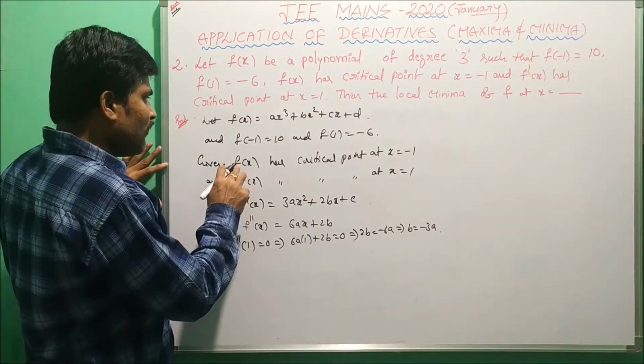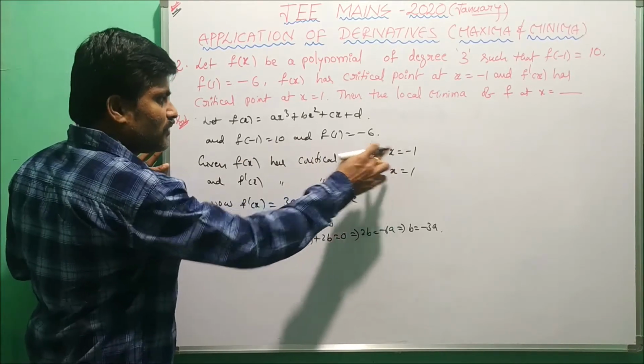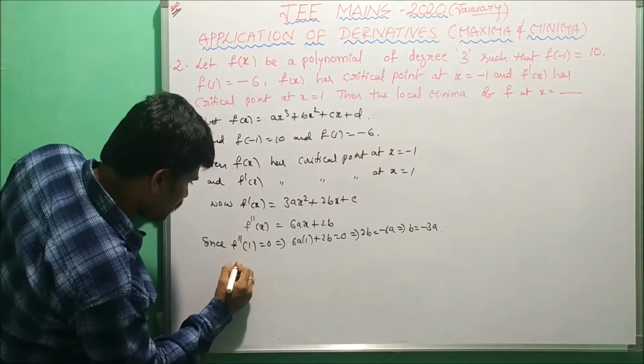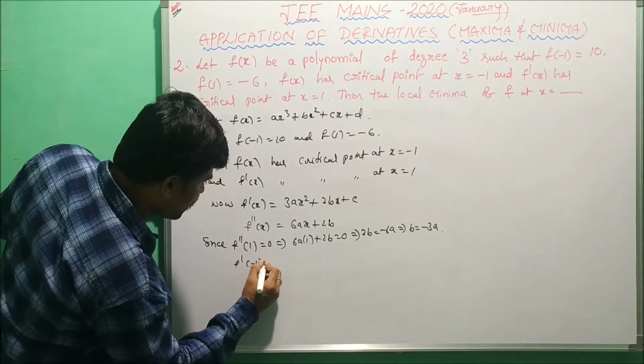Similarly, using f of x has a critical point at x equals minus 1, that means the derivative of f at minus 1 equals 0. F dash of minus 1 equals 0.